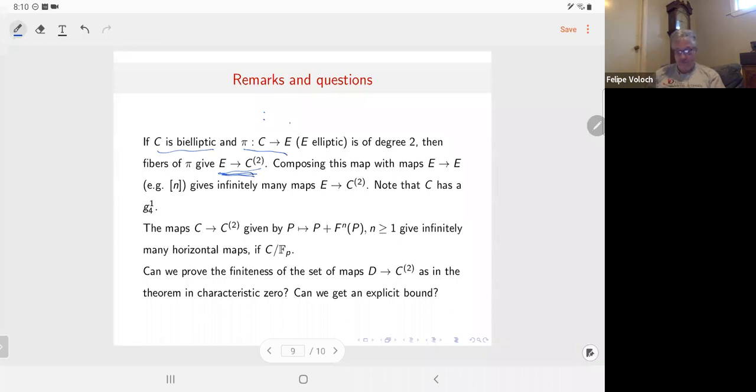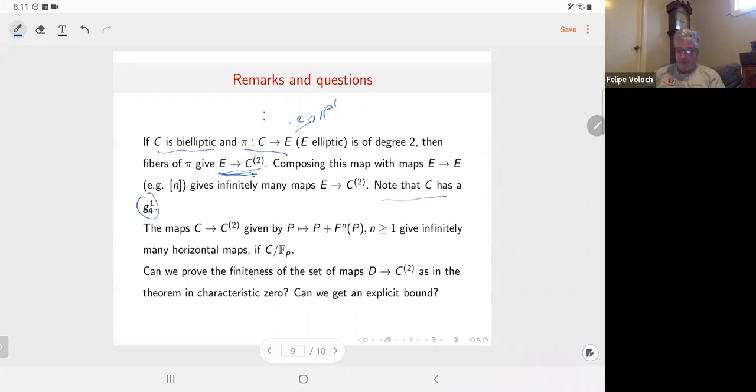And so this is a situation where the finiteness theorem that I stated is not true. The reason that is excluded is because this curve has gonality 4, because the elliptic curve has maps of degree 2 to P1. So a bielliptic curve has gonality 4. So this is excluded.